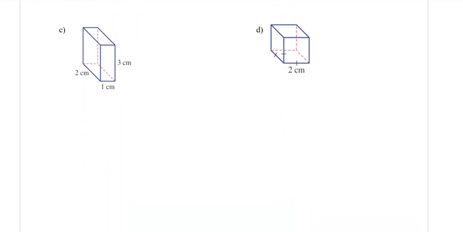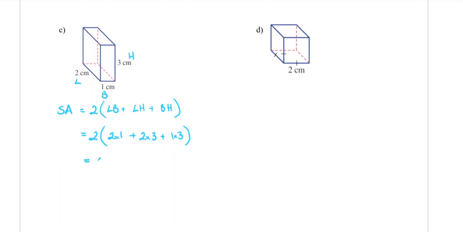Question C. This is also a rectangular prism. The formula is 2 lots of bracket LB plus LH plus BH. So let's label. We're going to go L, B, and H. If you do them in a different order, you still get the same result. So subbing in 2 lots of L times B will be 2 times 1, plus L times H will be 2 times 3, plus base times height will be 1 times 3, close bracket. Put it in the calculator and it equals 34 centimeters squared.